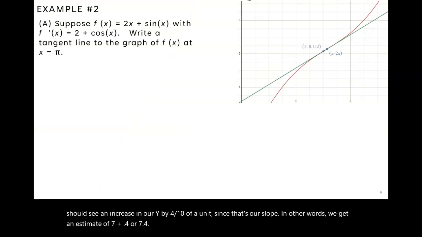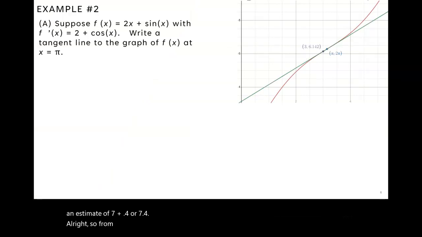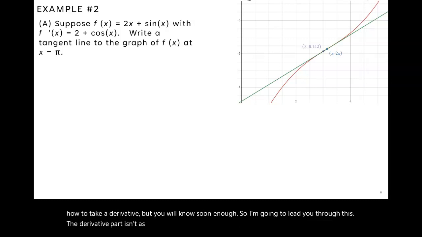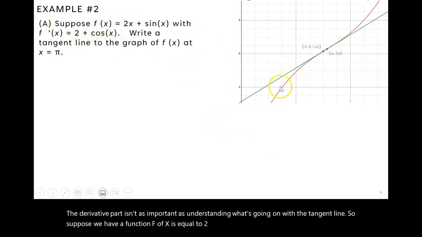All right, so from this very early part of what we're doing here with tangent lines, you don't know yet how to take a derivative, but you will know soon enough. So I'm going to lead you through this. The derivative part isn't as important as understanding what's going on with the tangent line. So suppose we have a function f of x is equal to 2x plus sine of x.